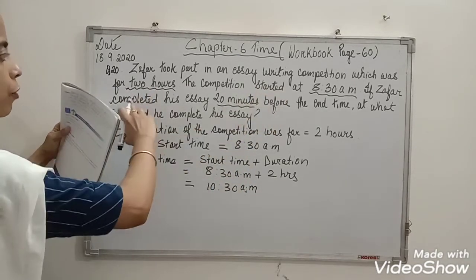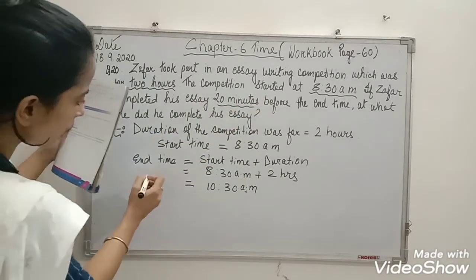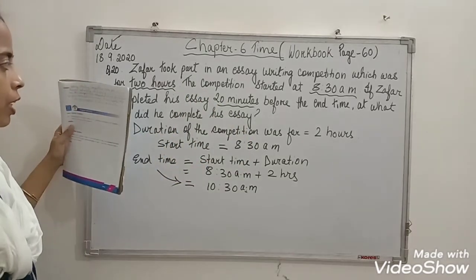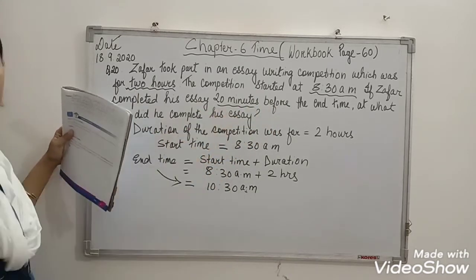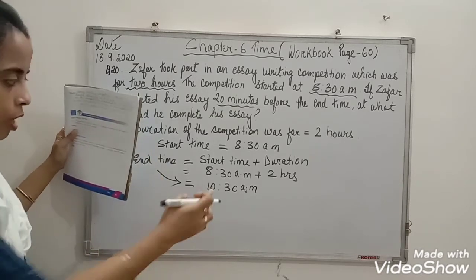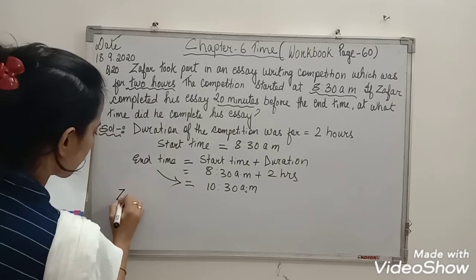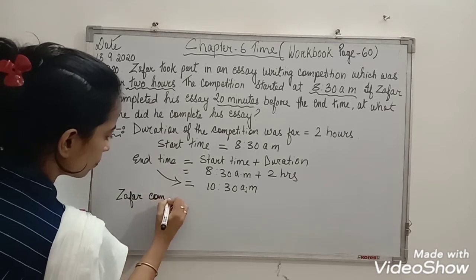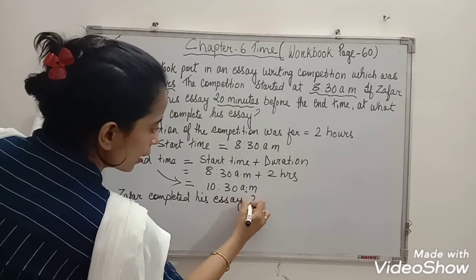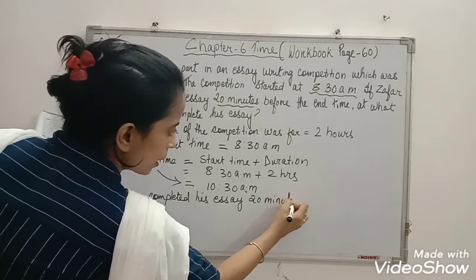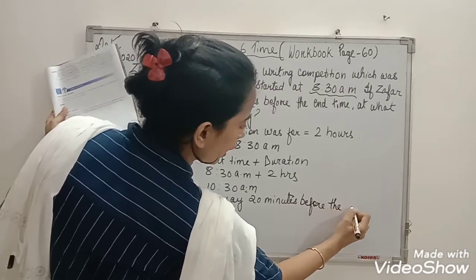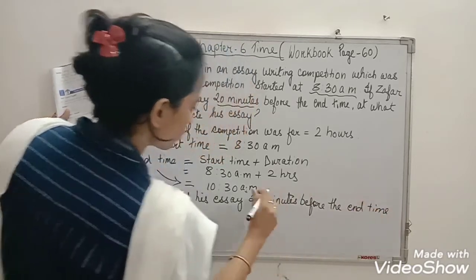Done? Now what is given? If Jafar completed his essay 20 minutes before the end time. What is the end time we got? 10:30. But Jafar completed his essay 20 minutes before the end time. So at what time did he complete his essay? We have to find out at what time Jafar completed his essay. So how will you find out? You have to write Jafar completed his essay 20 minutes before the end time.